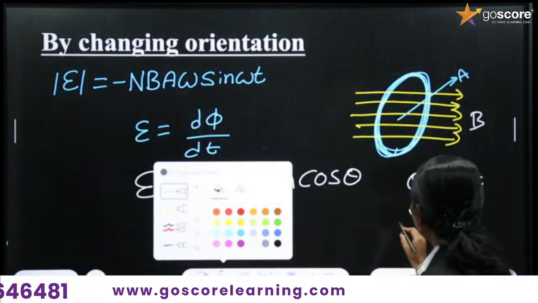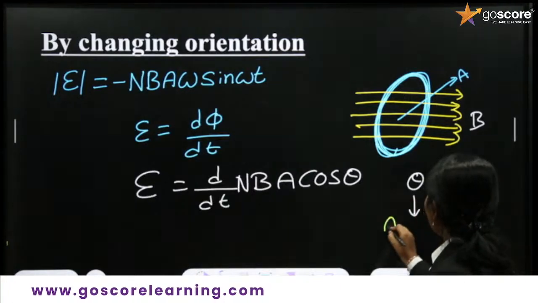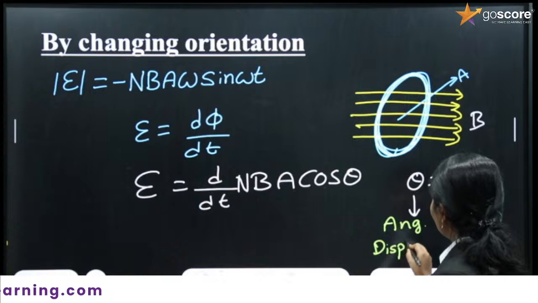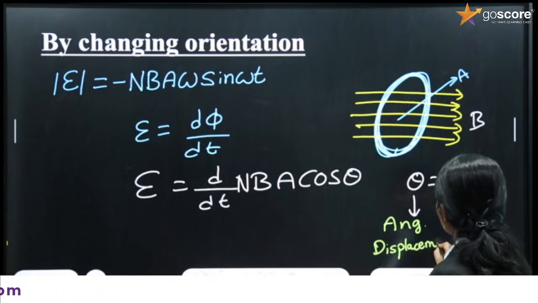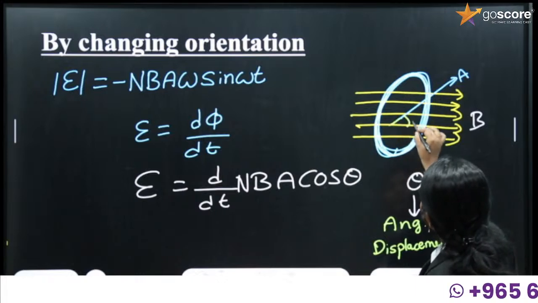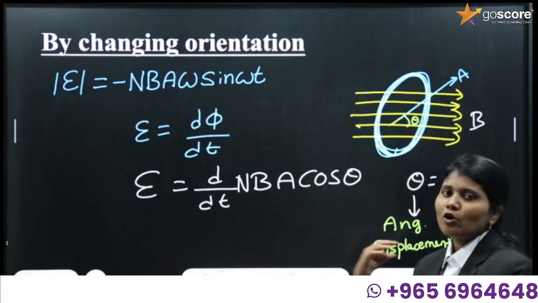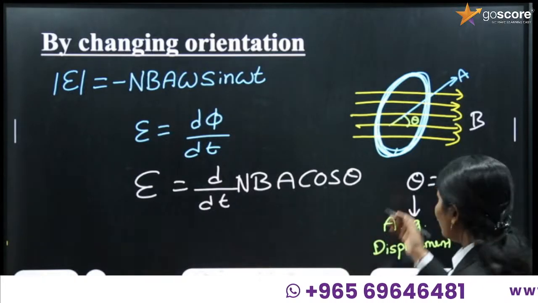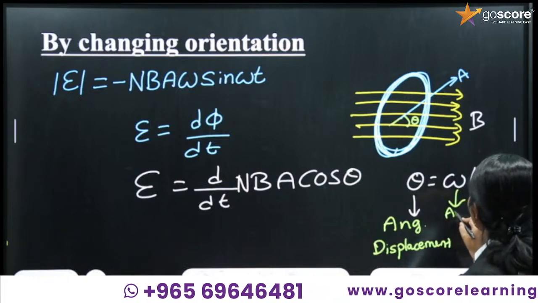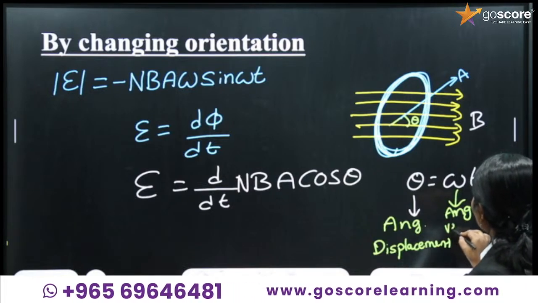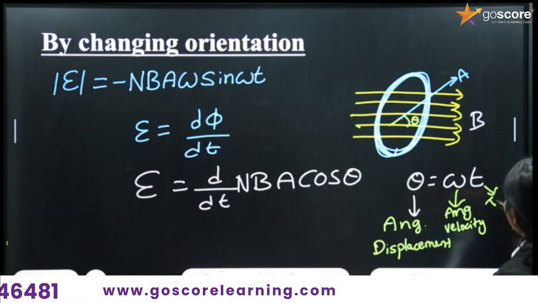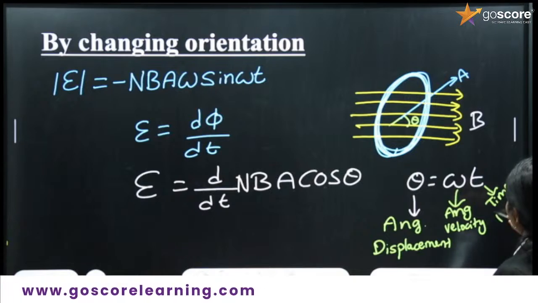Here theta is the angular displacement. Angular displacement means with how much angle it is going. So how much the coil is rotating, that is theta. Omega is the angular velocity. t is the time period.